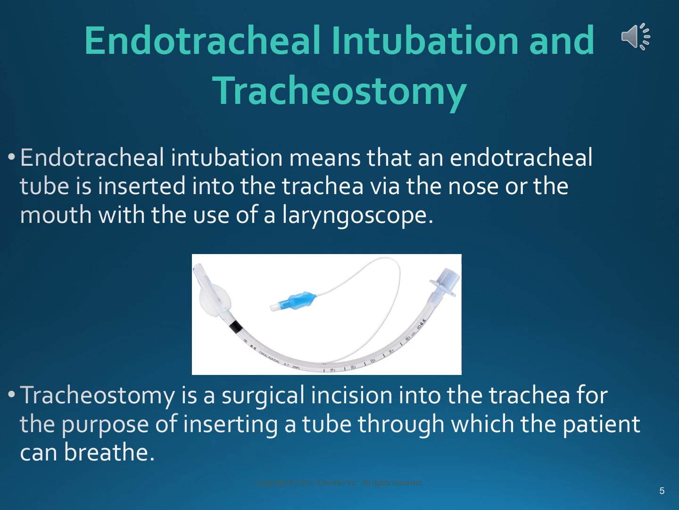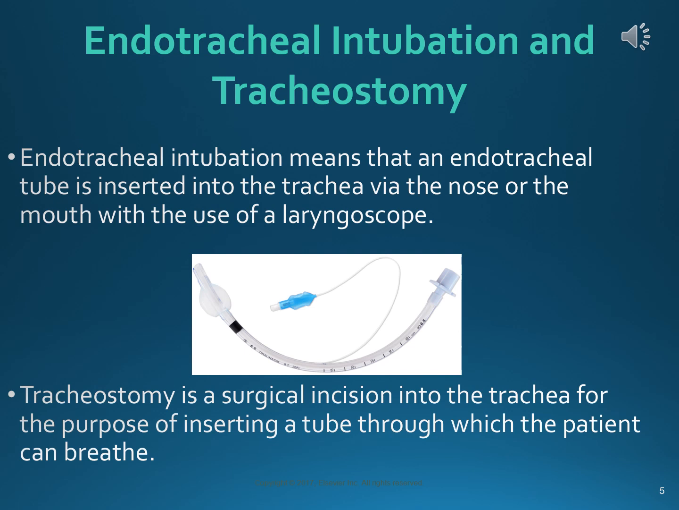Endotracheal intubation and tracheostomies. So an endotracheal intubation is a fast way to establish an artificial airway when it's needed. Endotracheal intubation means that an endotracheal tube, or an ET tube for short, is inserted into the trachea either through the nose or the mouth with the use of a laryngoscope. It's a scope with a light on it that they use to open the airway, push back the vocal cords, or actually visualize the vocal cords, and then they're able to pass the tube through the vocal cords.